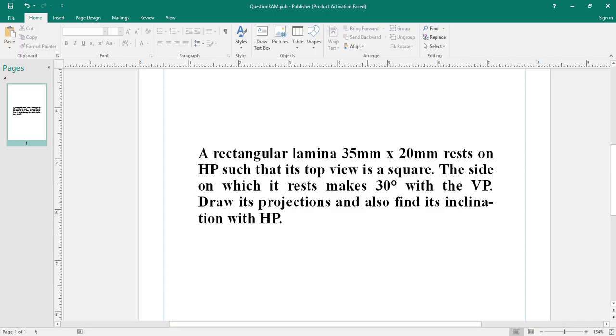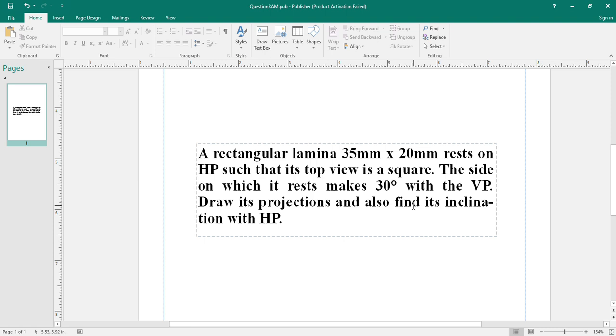So, initially, it is given a rectangular lamina 35 by 20 resting on HP, such that when we observe this thing from top, it will appear as a square. So, the side on which it rests makes 30 degree with the VP. Draw its projection and also find its inclination with HP.